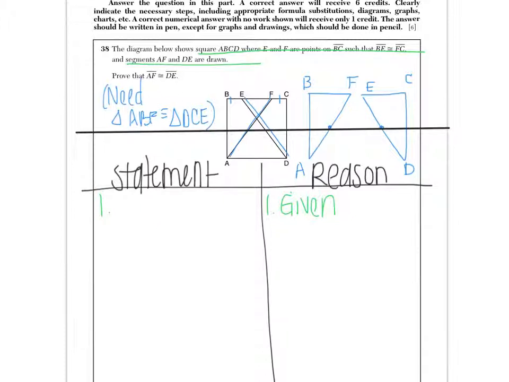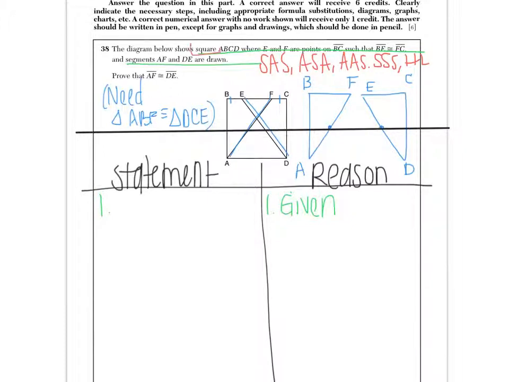Now, in order to get triangles congruent, we can prove them in one of 5 ways. We can use SAS, ASA, AAS, SSS, or HL. Now, HL can only be used with right triangles, where you have a hypotenuse and a leg.